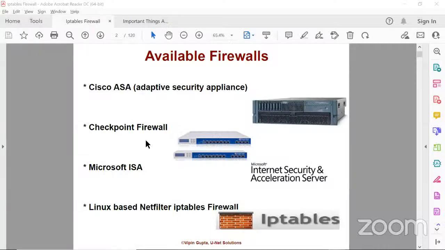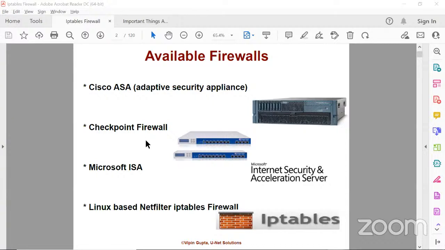Then we have the third type of firewall, that is the Microsoft ISA firewall, that is going to cost you some money. And for running this firewall, we need a 2003 server or 2008 server or 2012 or 2016 server, which is again going to cost some money. In all three firewalls, a lot of cost is involved. And then we have the fourth firewall available, which is the Linux-based Netfilter iptables firewall. Please remember, this is a free firewall, and it is as good as the above three firewalls.